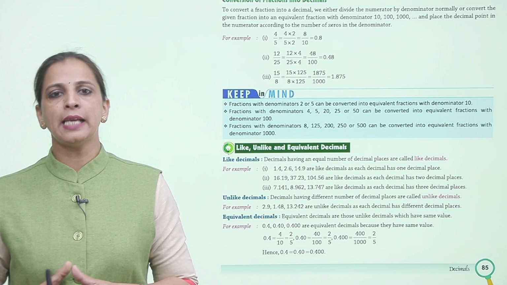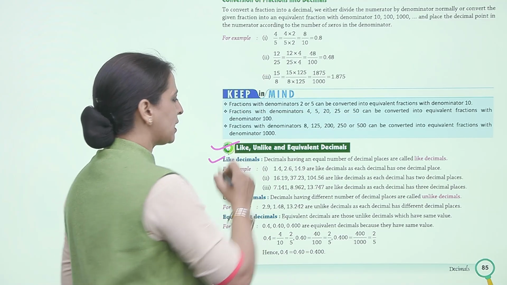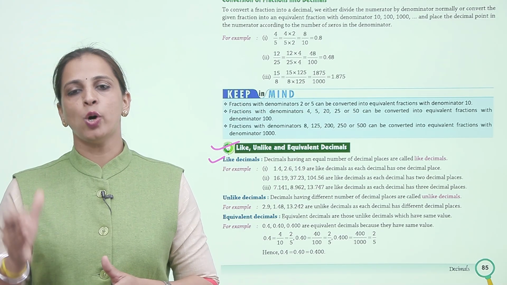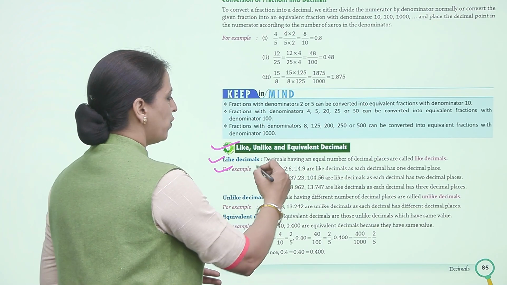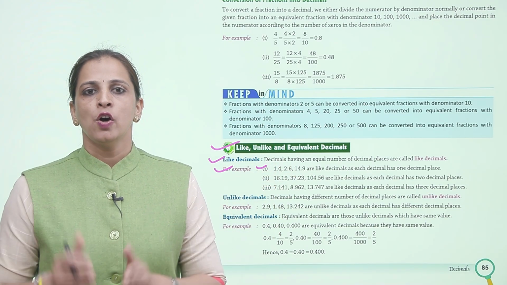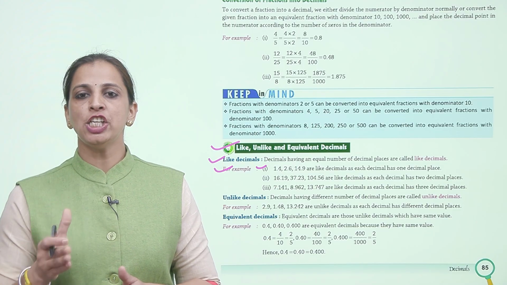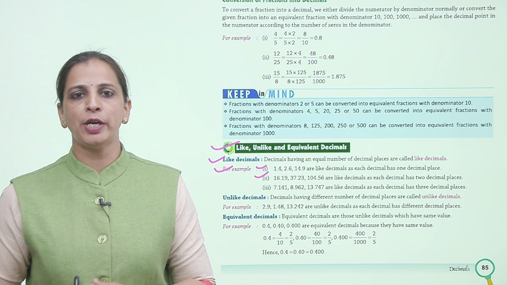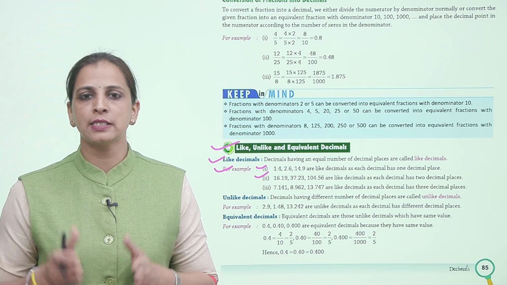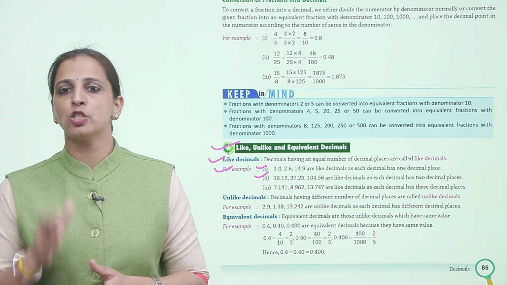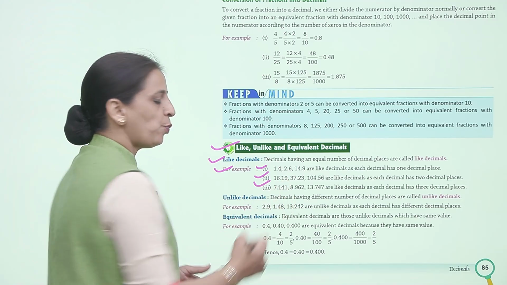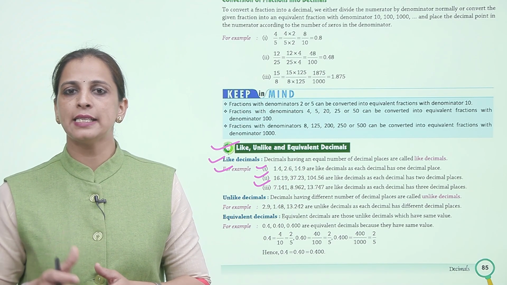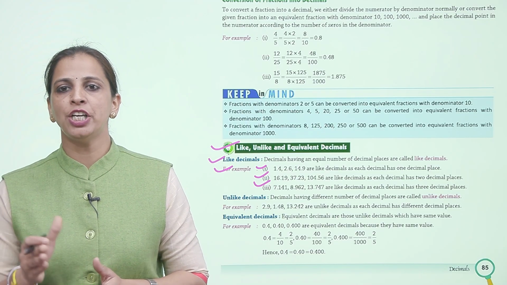Now, like, unlike and equivalent decimals. Like decimals. Decimals having an equal number of decimal places are called like decimals. For example, first, 1.4, 2.6, 14.9 are like decimals as each decimal has 1 decimal place. Second, 16.19, 37.23, 104.56 are like decimals as each decimal has 2 decimal places. Third, 7.141, 8.962, 13.747 are like decimals as each decimal has 3 decimal places.